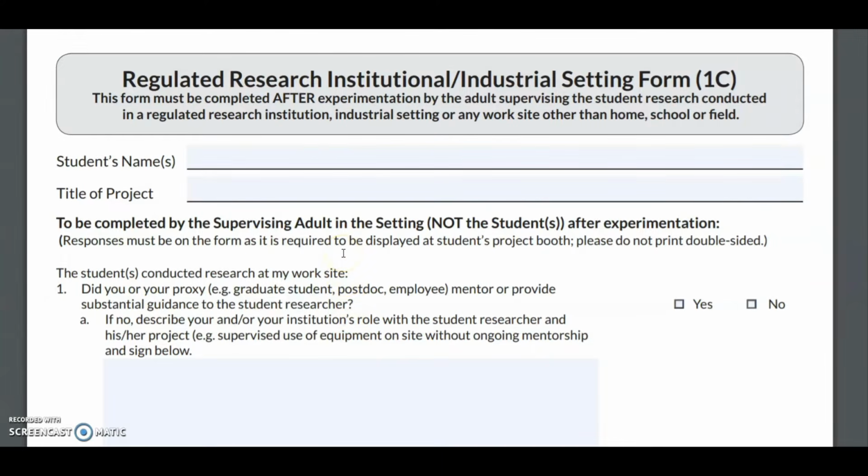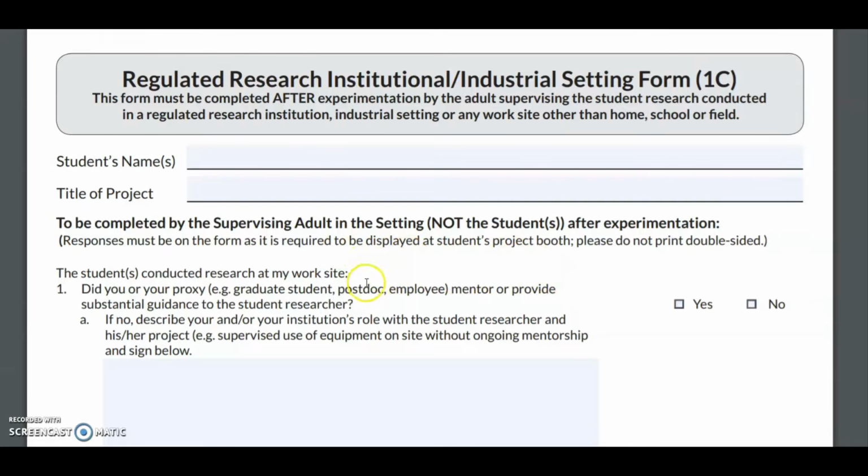Okay, let us discuss Form 1C or the Regulated Research Institutional or Industrial Setting form. This must be completed after experimentation by the adult supervising the student research conducted in a regulated research institution, industrial setting, or any work site other than home, school, or field. So this includes the name of the students and the title of the project. This form should be completed by the supervising adult in the setting, not the student. Not the student, but the supervising adult after experimentation. Take note, it should be the supervising adult, not the student.